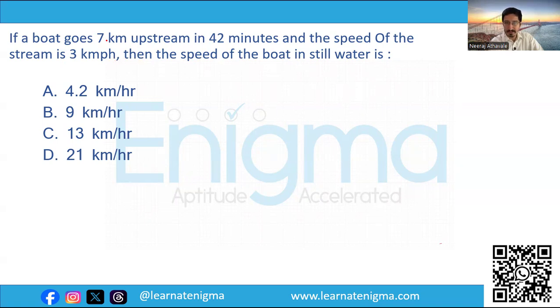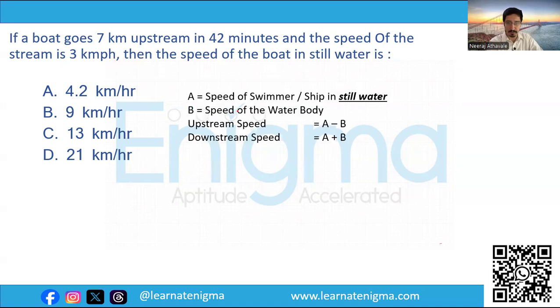we need to know the basics in boats and streams topic. So we assume A as the speed of the swimmer or the ship in still water, B as the speed of the water body. So the upstream speed becomes A minus B, downstream speed becomes A plus B.